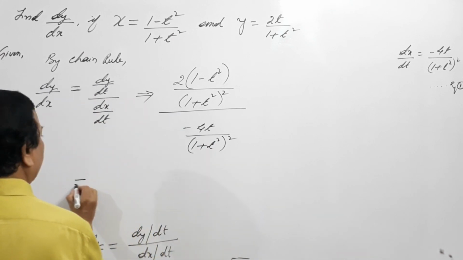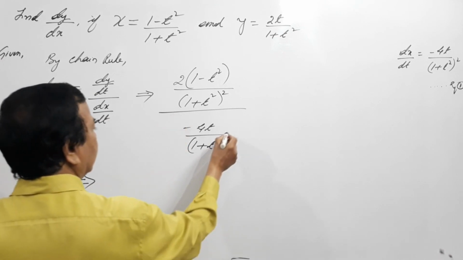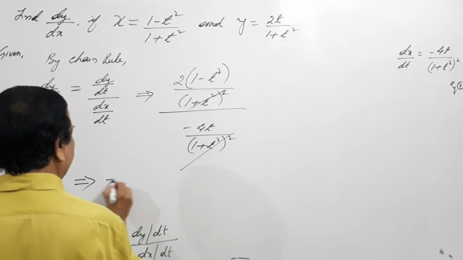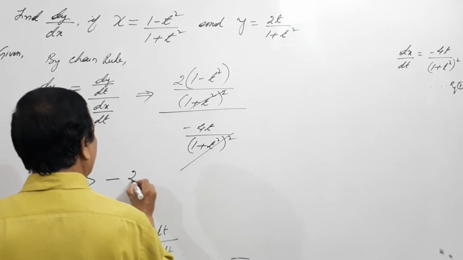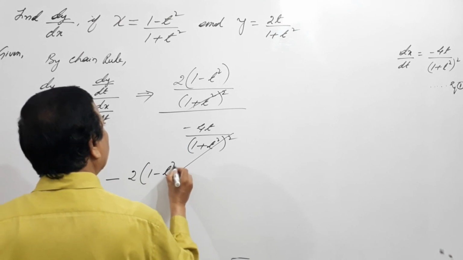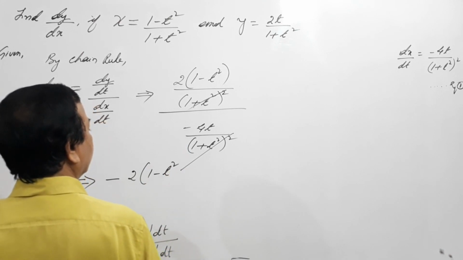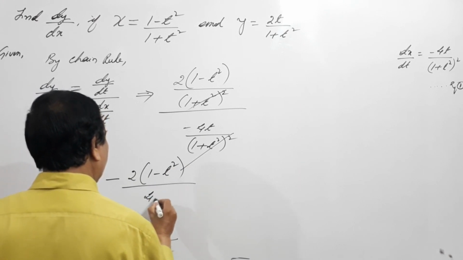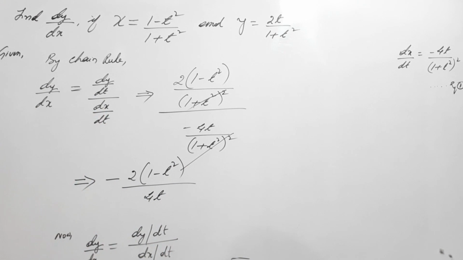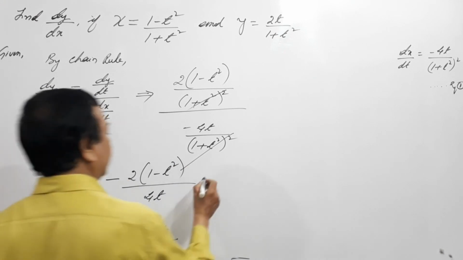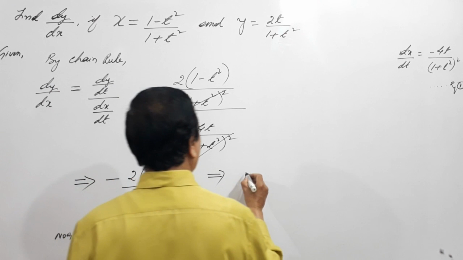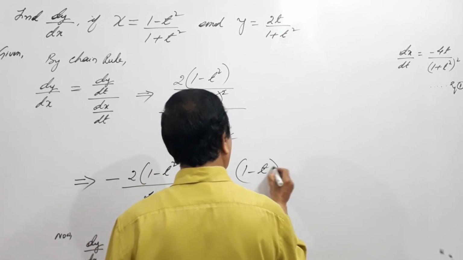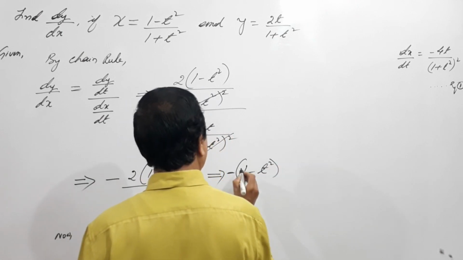So what I'll do, I'll simplify this. Both the denominators get cancelled. You have this minus left, I'll take that minus here. That will be 2 into (1 minus t square), so the 2 is gone there. We'll write one more step, divided by 4t. Done. So this goes 2 times. This equals 1 minus t square, this minus sign is there.